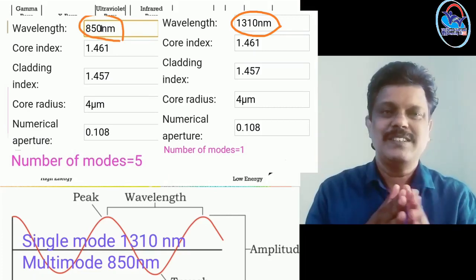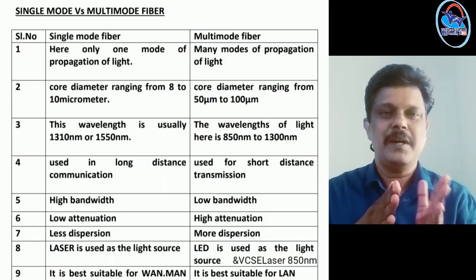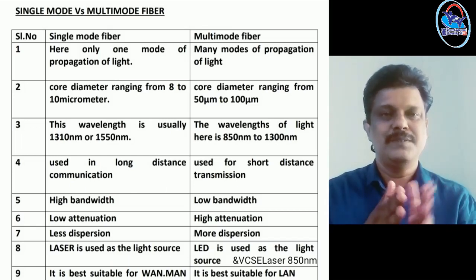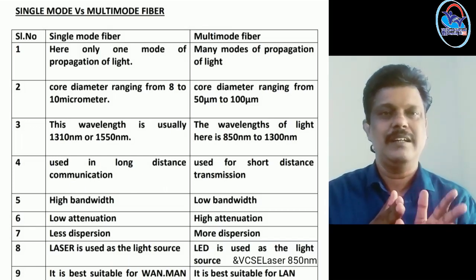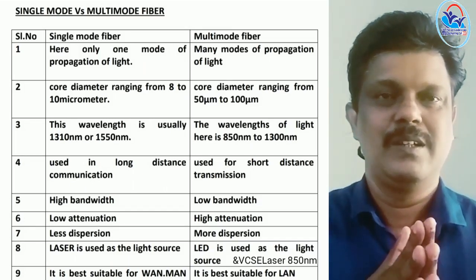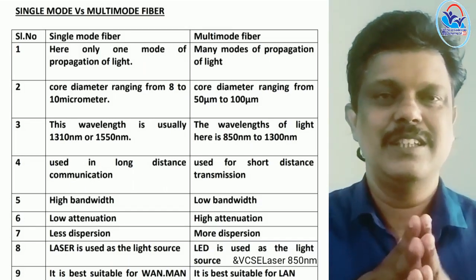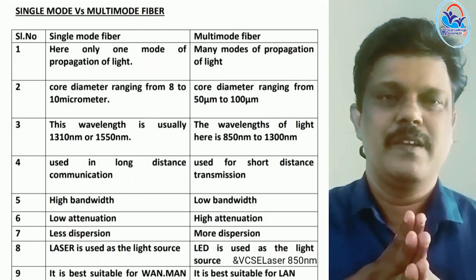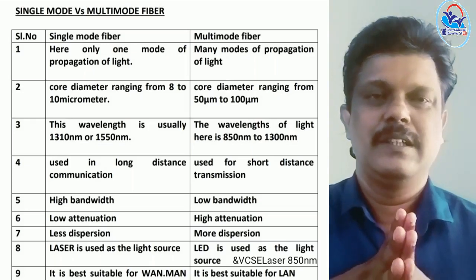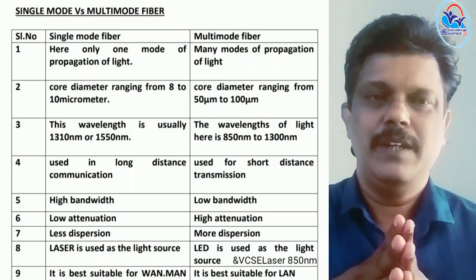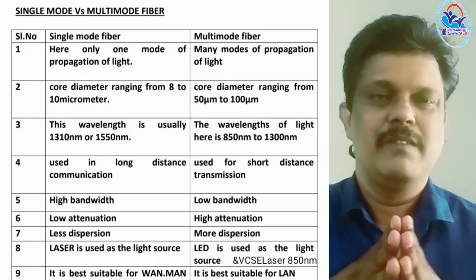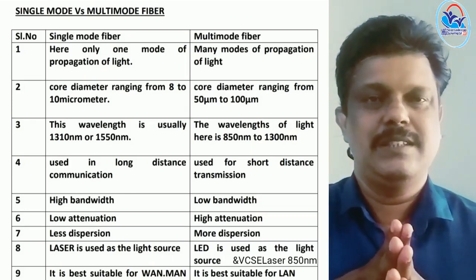Here, you might have noticed that we were discussing some particular wavelengths of light. As we said earlier, 850 nanometer, 1300 nanometer, 1310 nanometer and 1550 nanometer. We have been discussing these four wavelengths. Why is it so? The only reason is that when we use these wavelengths, the attenuation to the light will be very less.